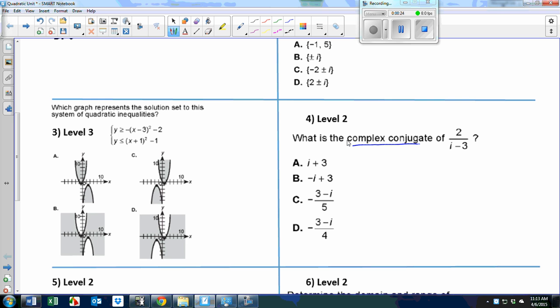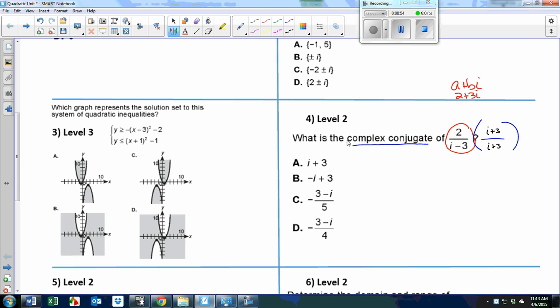What's the complex conjugate of 2 over i minus 3? Well, to answer that question, you need to first take 2 over i minus 3 and write it as a complex number, a plus bi, which would be something like 2 plus 3i. So you've got the i, you multiply by the complex conjugate of the denominator, and you multiply the top and the bottom.